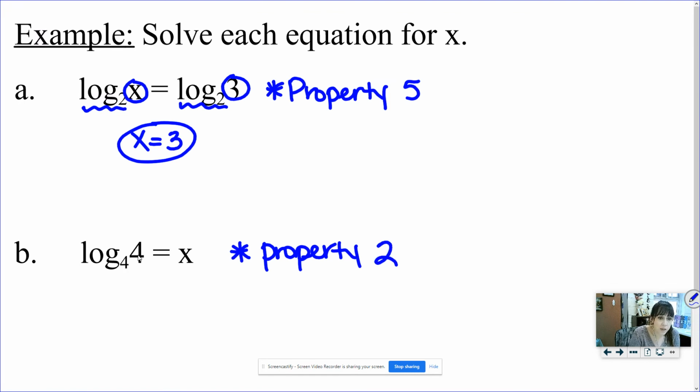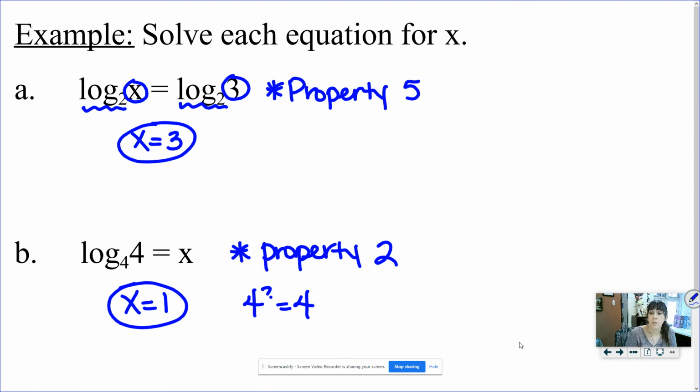Log base b of b, if we see a base that matches the number on the inside, then we could easily just say, based on properties, I know that this has to be 1. Your second option, though, for this one is you could just think about what this means. Remember, this would mean 4 to what power equals 4, and obviously that would have to be a 1.